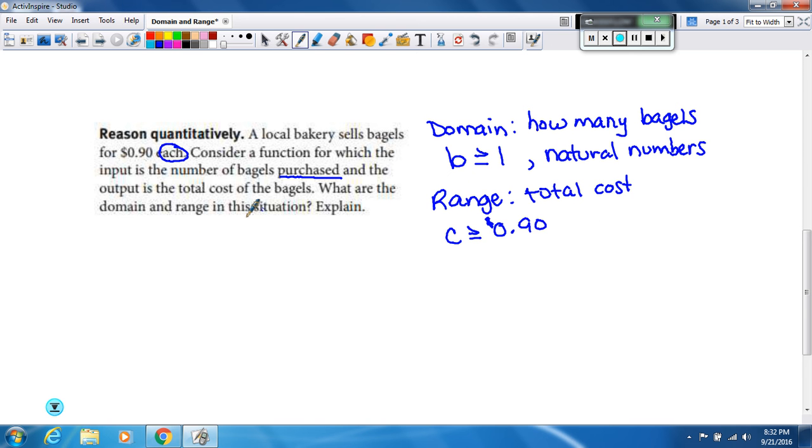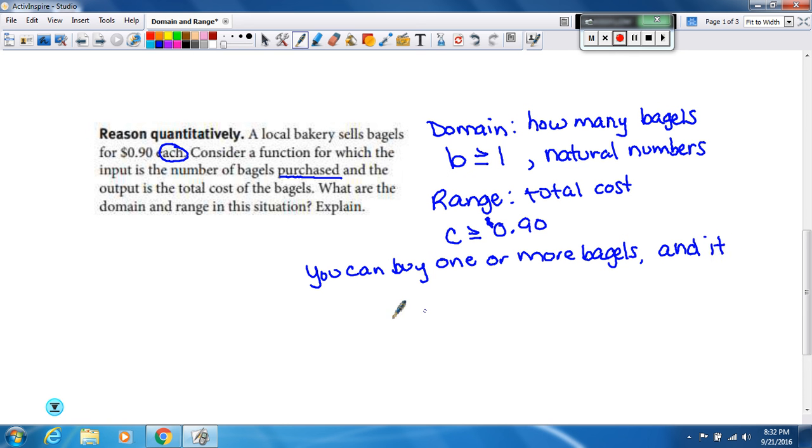So what are the domain and range in this situation? And explain. Well, explain, you need to put in words basically what I said. You can buy one or more bagels and it will cost you $0.90 or more.